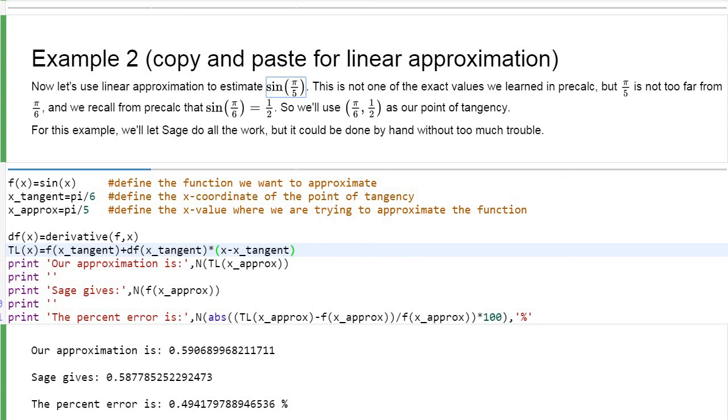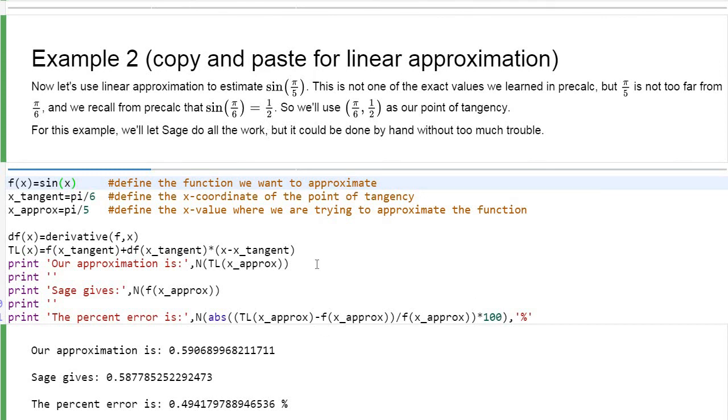We want to find a tangent line that's fairly easy to compute, so I'm going to use one of those exact values that I know from pre-calculus. So pi over 5 is not too far away from pi over 6. And from pre-calculus in the unit circle, I remember that the sine of pi over 6 is a half. So pi over 6 comma a half is the point of tangency I'm going to use. And I let Sage do all the work here. So the tangent line is based on pi over 6. What I actually want to approximate is x equals pi over 5, and sine of x is the function I'm trying to approximate.